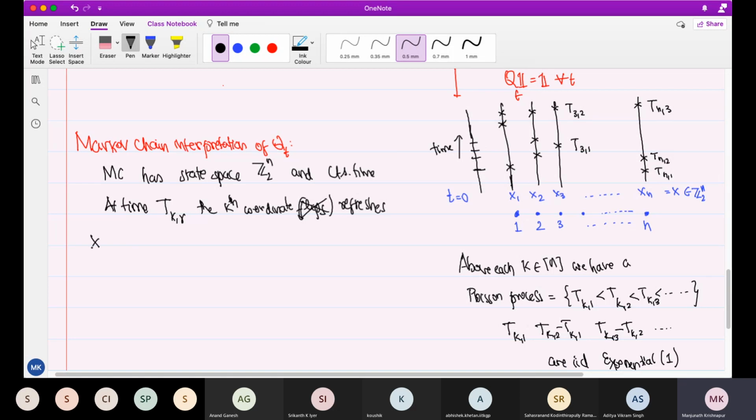So x_t is the configuration at time t. So x_t belongs to {-1,+1}^n. So this is our Markov chain.